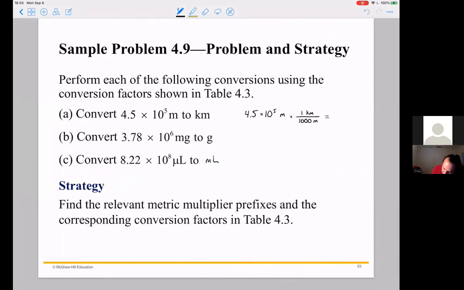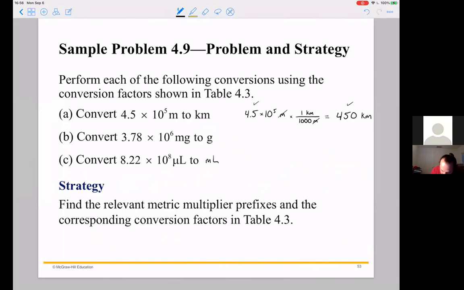Okay, and then I'm going to go ahead and plug this into my calculator. What's going to happen is my calculator is going to spit out 450. I'm going to make sure that my units cancel out and I'm left with kilometers. And then again, double check that I have 2 sig figs over here and 2 sig figs over here. Awesome.